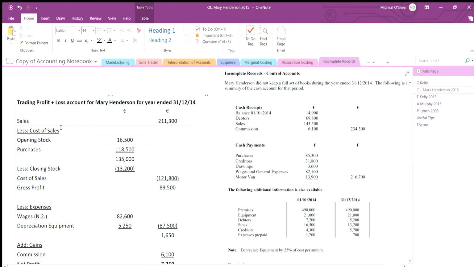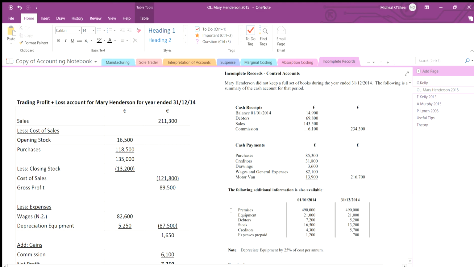It's my normal sales less cost of sales: opening stock plus purchases, cost of goods available for sale, less closing stock is my cost of sales. So sales minus my cost of sales is my gross profit. So again, the only figures I needed here are my two stock figures and the total sales and total purchases figure, and I can get my gross profit.